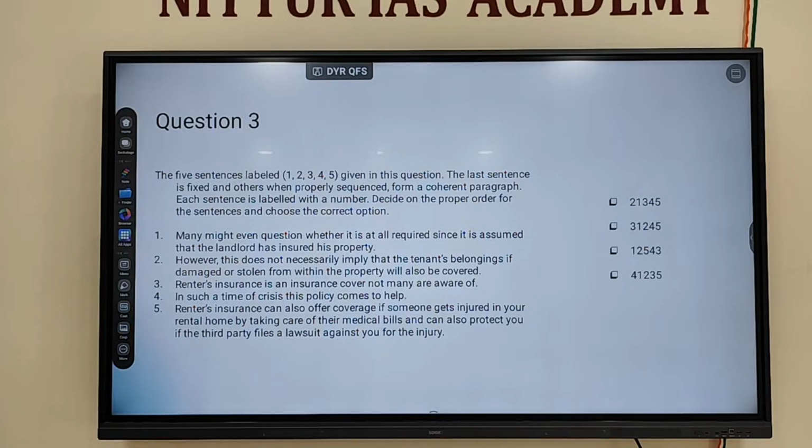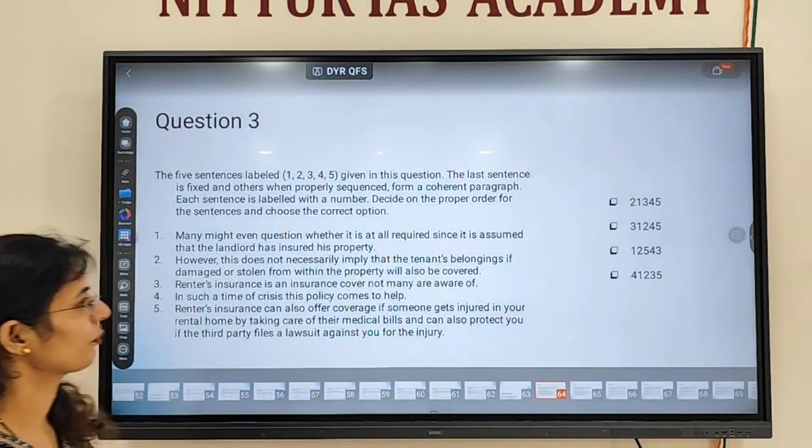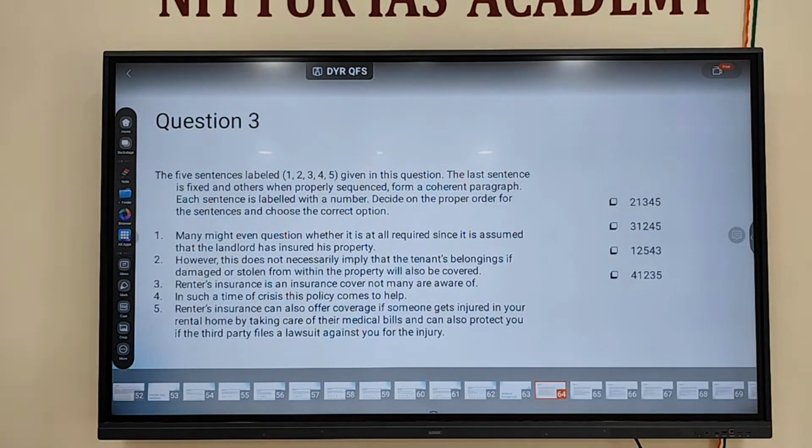Let's dive into it. So we've got 5 sentences. The last sentence is fixed, and the others, when properly sequenced, form a coherent paragraph. Each sentence is labeled with a number. Decide on the proper order of the sentences and choose the correct option. If the last sentence is fixed, then option 3 can be eliminated. 3, 1, 2, 4, 5. That quick.